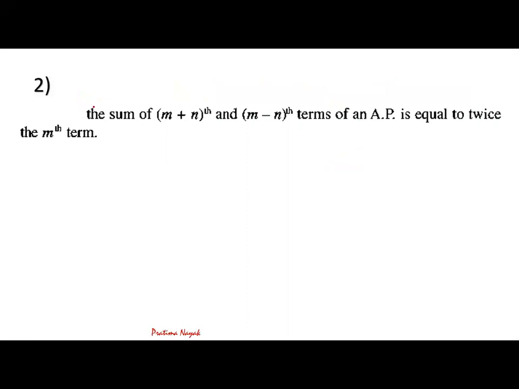Second, the sum of the (m + n) terms and the sum of the (m - n) terms of an AP is equal to twice the mth term. That is, S(m+n) + S(m-n) = 2 times am.